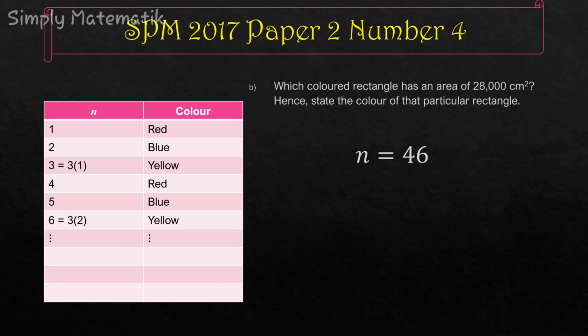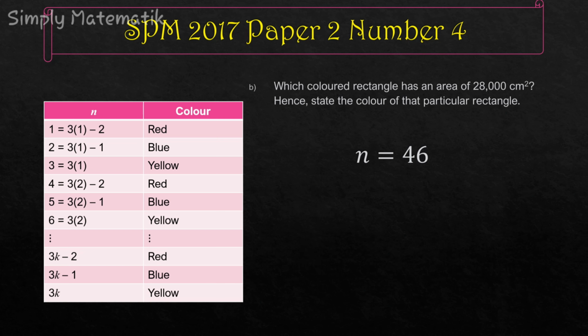When n is a multiple of 3, the color should be yellow. So let's say n is 3k, where k is an integer, the color should be yellow. Then when n is 3k minus 2, it is red. And when n is 3k minus 1, the color should be blue.